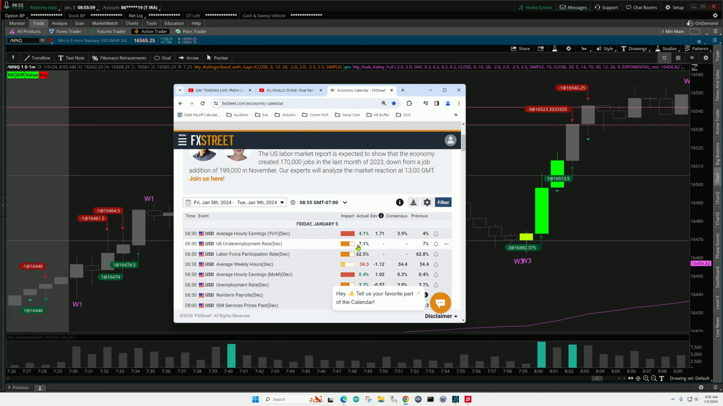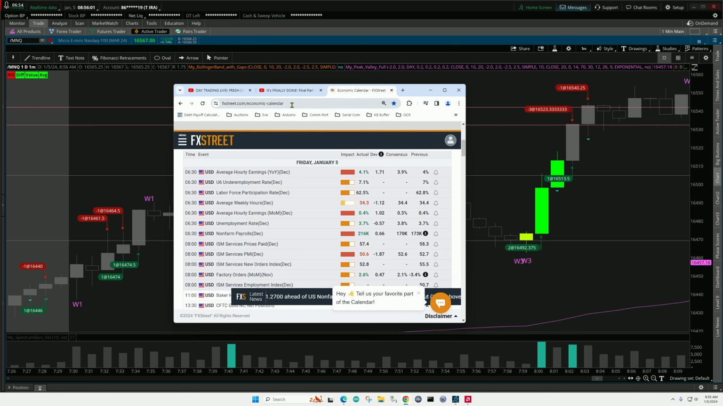That column is the impact. I don't pay attention to the numbers at all. The website for this economic calendar is fxstreet.com. It's the economic calendar.